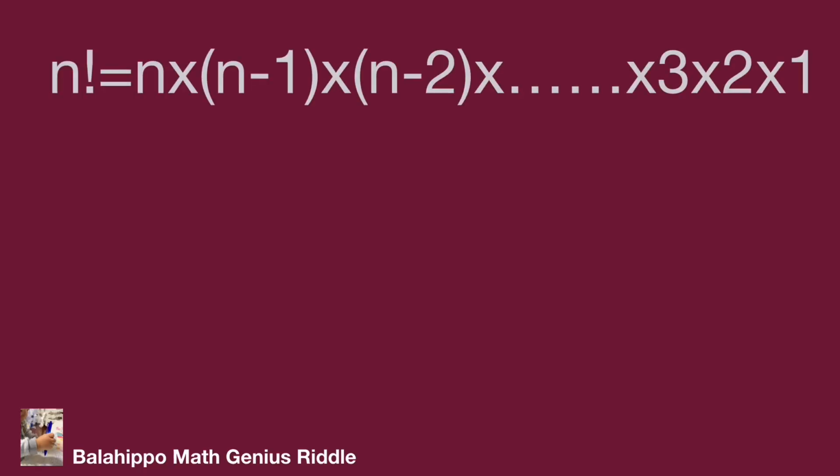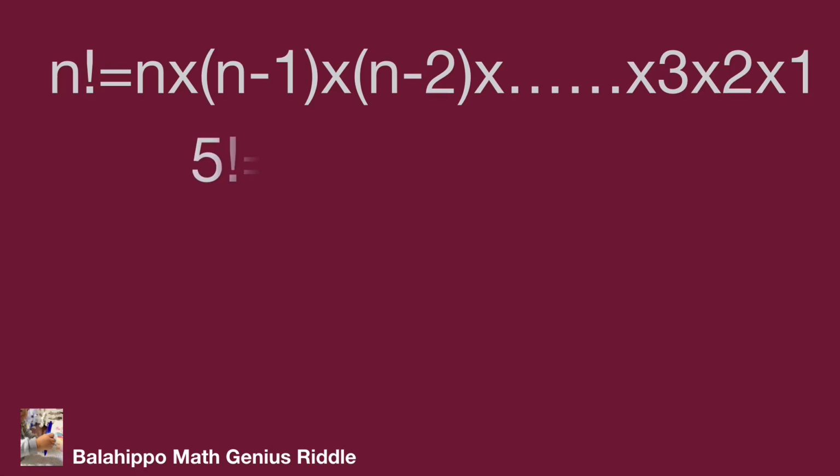Before we solve the question, let's recap the definition of factorial. n factorial equals n times (n−1) times the number that is 1 less than the previous number, like n−1 gives n−2. Then the next item is n−2 minus 1, which equals n−3, descending the numbers till the end, 3 times 2 times 1.